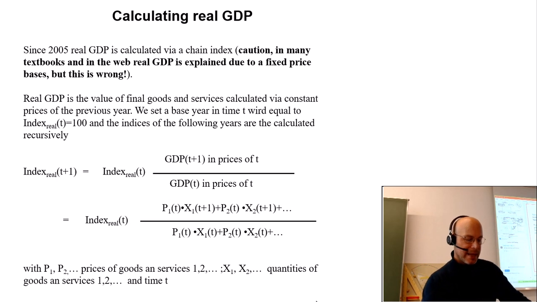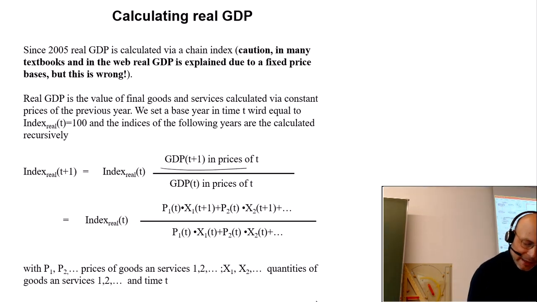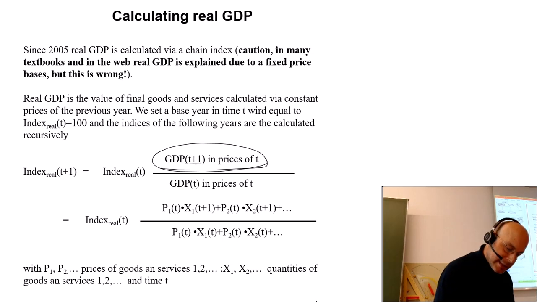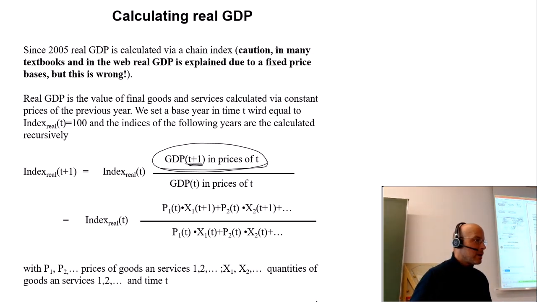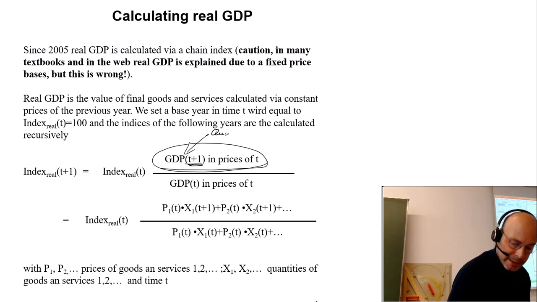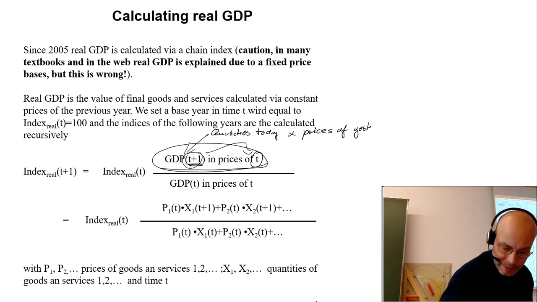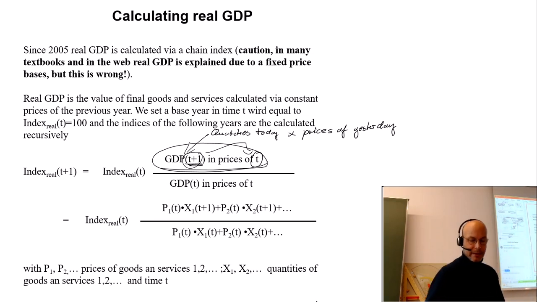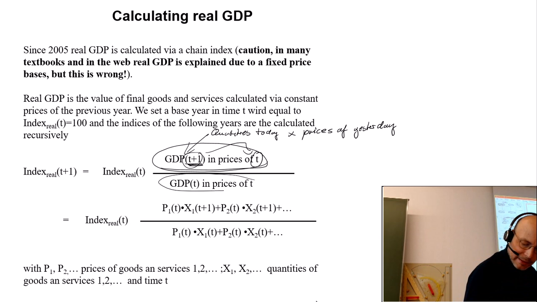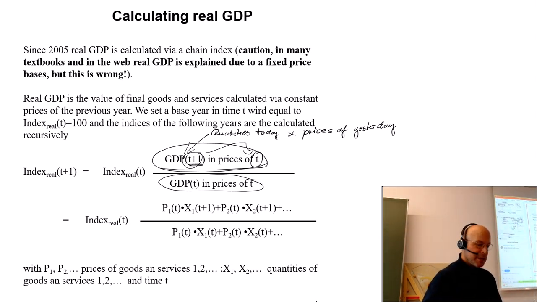What we are doing then, we will do it also just with an example. Don't be afraid because of the formulas. So what we are doing here is GDP at time t plus 1. Let's say this is quantities today times prices of t, times prices of yesterday, and then we divide this by nominal GDP of the former year.